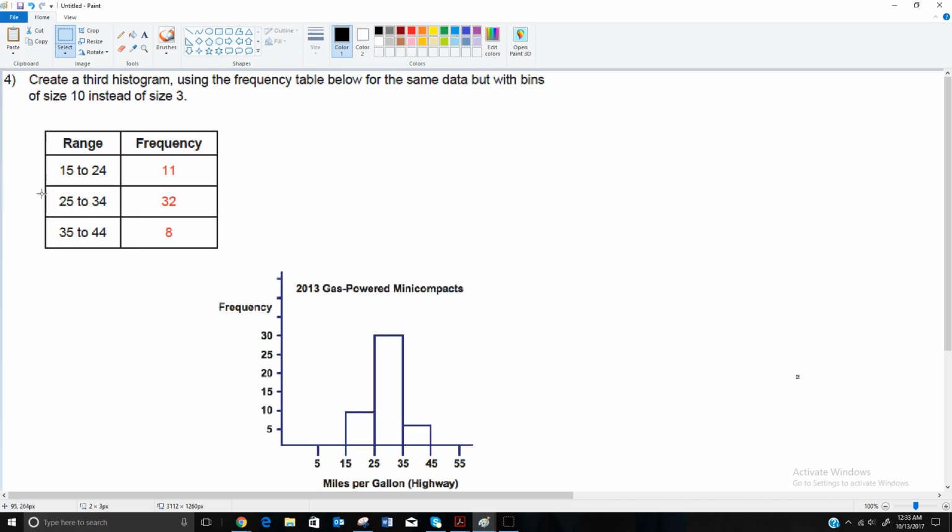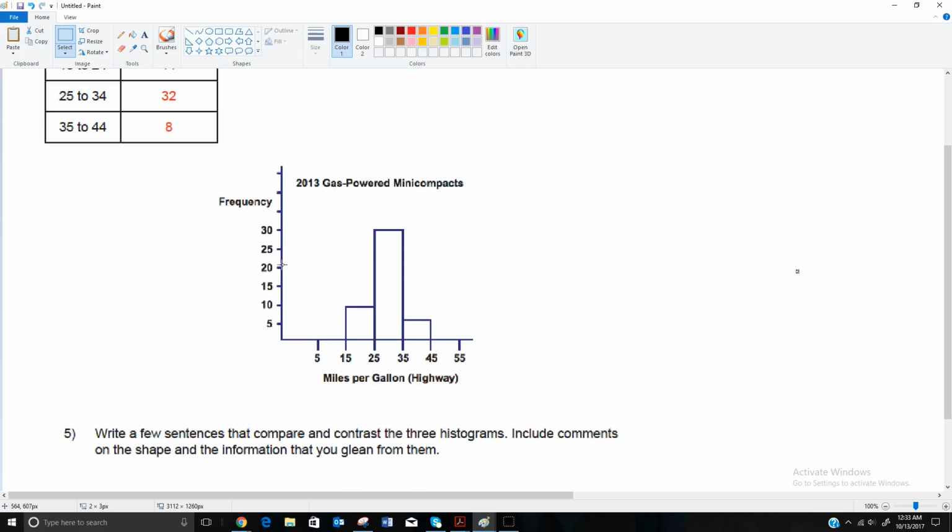So if we took this data and we made a histogram from it, we have miles per gallon on the bottom. Again, I put MPG on mine, but they wrote it out. Here we have frequency. Oh, and look, they did theirs horizontally. I guess I could have done that, and then I wouldn't have had to try to write sideways. And then they have 2013 gas-powered Mini Compacts as their title.